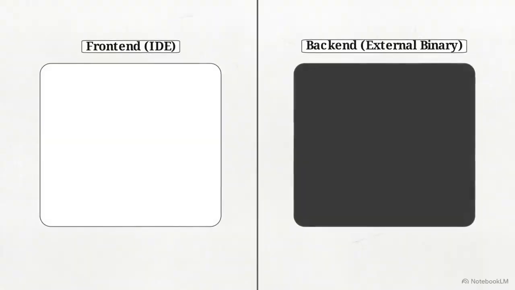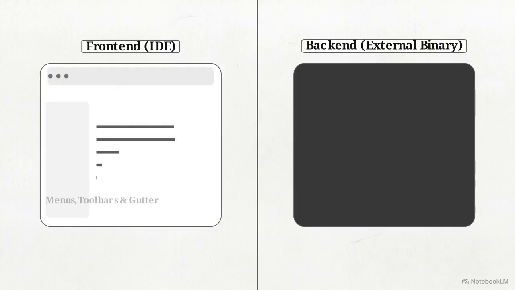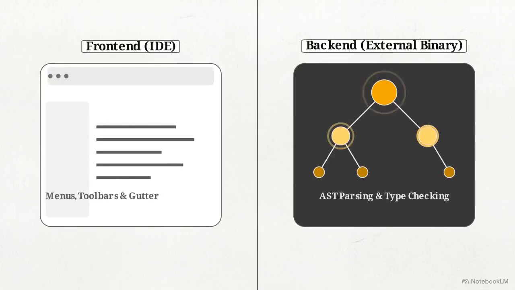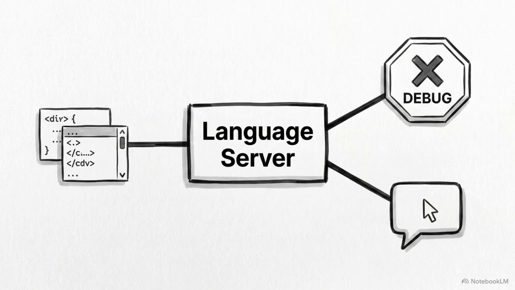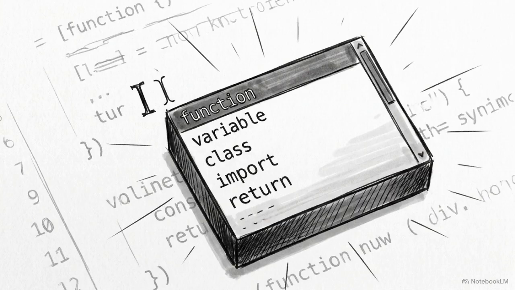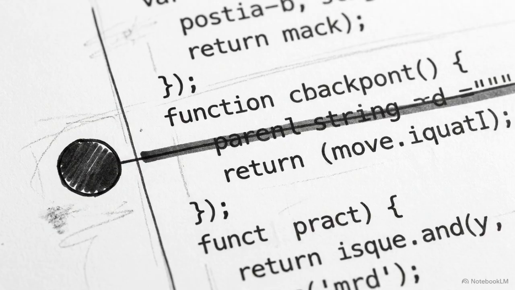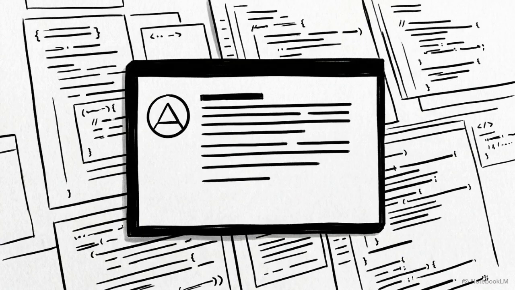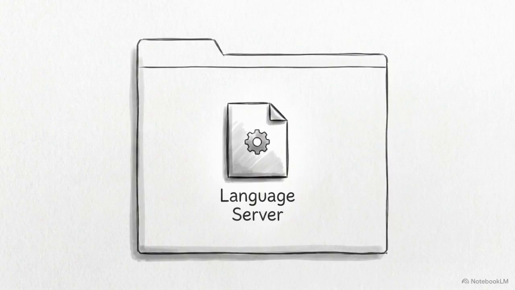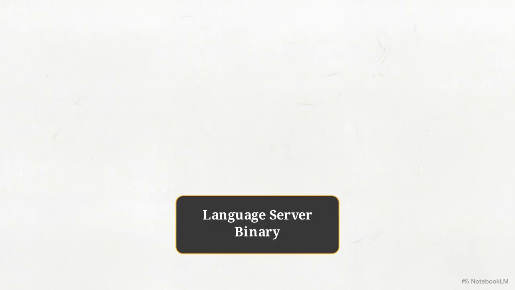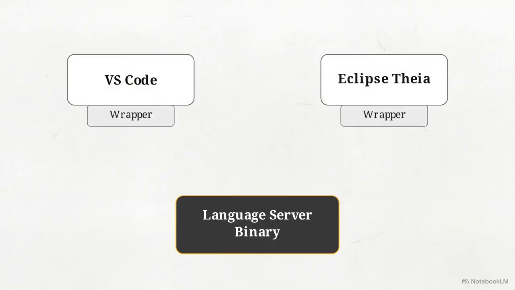Implementing these classes establishes a clear division of labor. The IDE manages the window and UI components, while your external binary provides semantic understanding. You now have a high-performance language server actively communicating with a major IDE. By using these standardized protocols, you enable instant code completion, perform real-time live debugging, and add AI-driven context, all from a single service. The strength of this approach is its portability. The same binary can connect to VS Code or Eclipse Theia with minimal changes to the wrapper code.